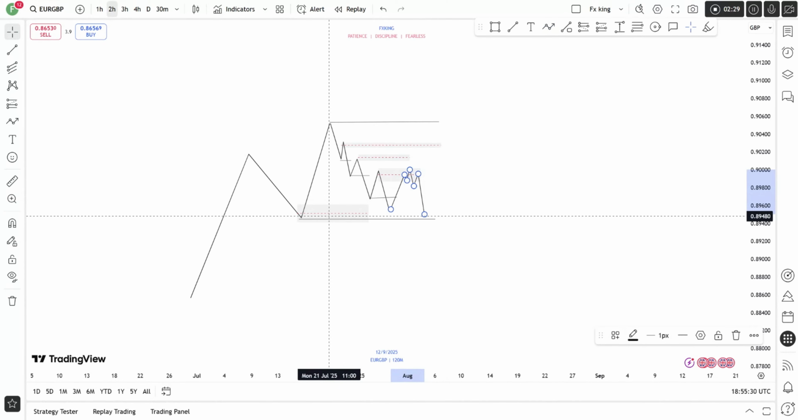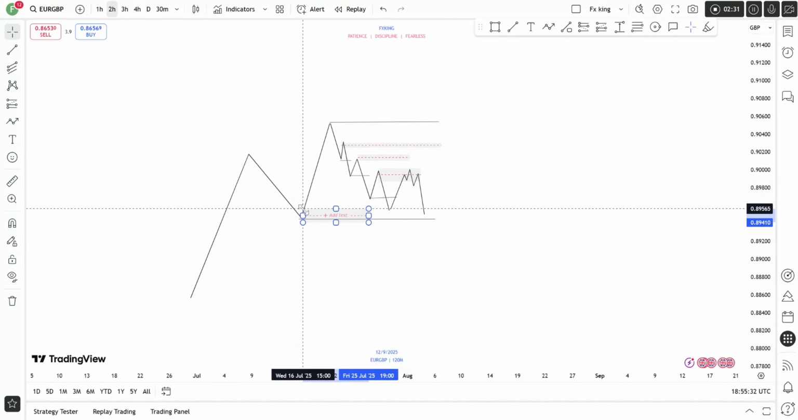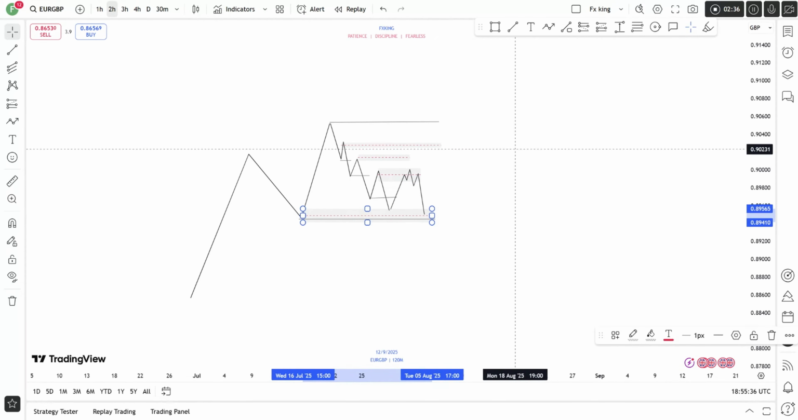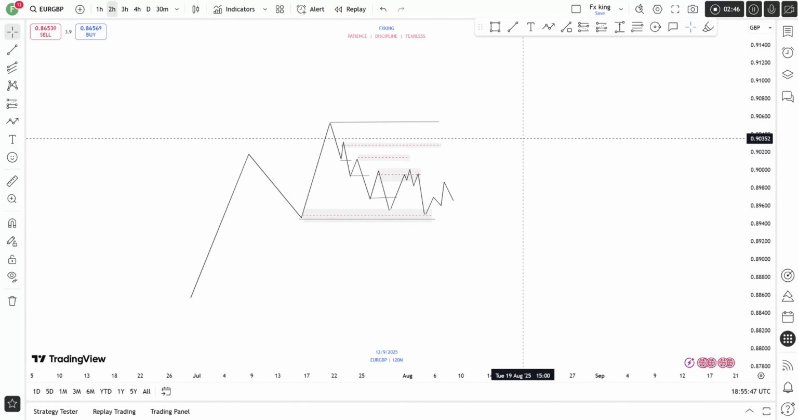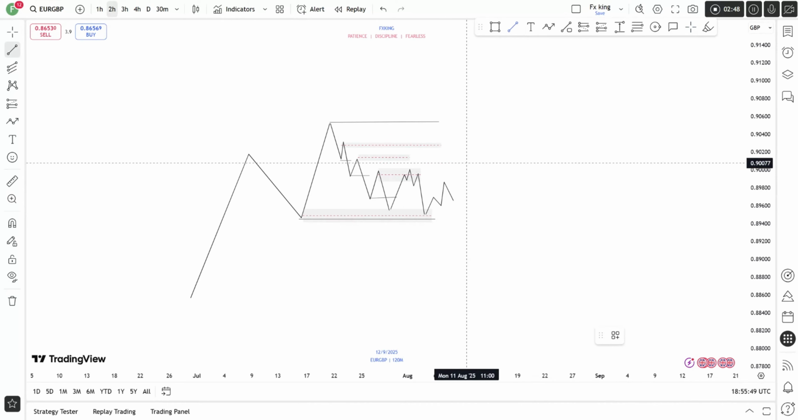Once this demand zone is mitigated, you can either wait out here and see how this market reacts to this demand zone. But in case the market starts trending up, then we can generally look for our entry to continue this market to the upside.